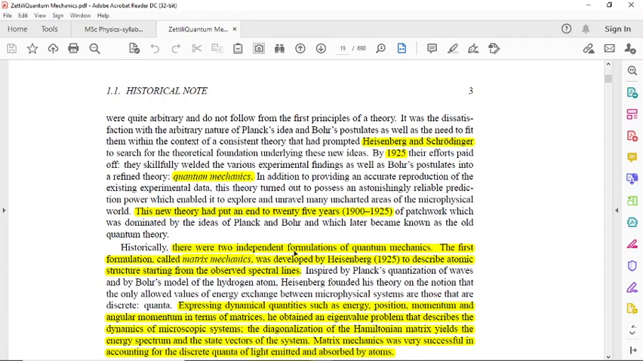There were two independent formulations of quantum mechanics. They introduced two different formulations. The first formulation is called matrix mechanics.